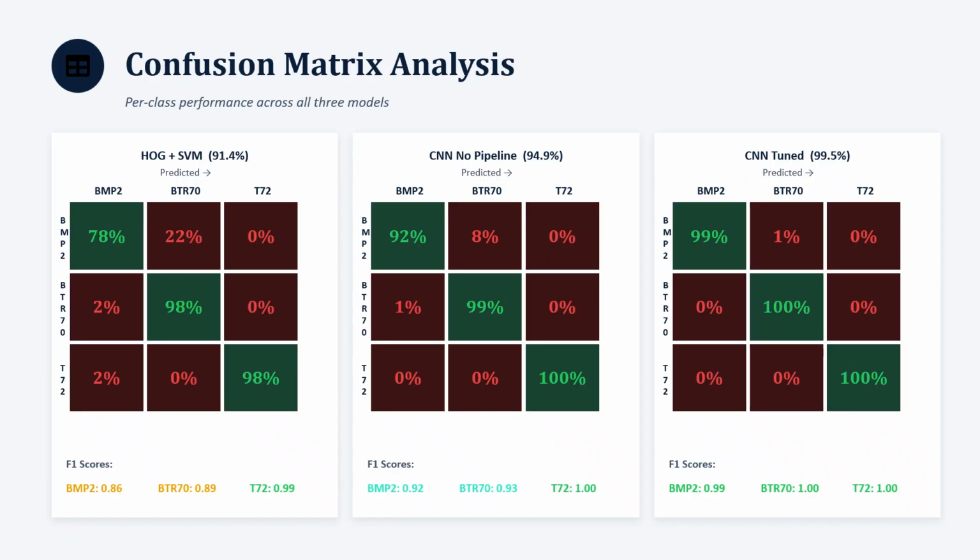The confusion matrices confirm this improvement across all 3 models. HOG plus SVM shows 22% BMP2 to BTR70 confusion. CNN without pipeline reduces this to 8%. The final tuned CNN brings it down to just 1%, nearly eliminating the dominant error pattern completely. T72 achieves 100% correct classification in all 3 models.